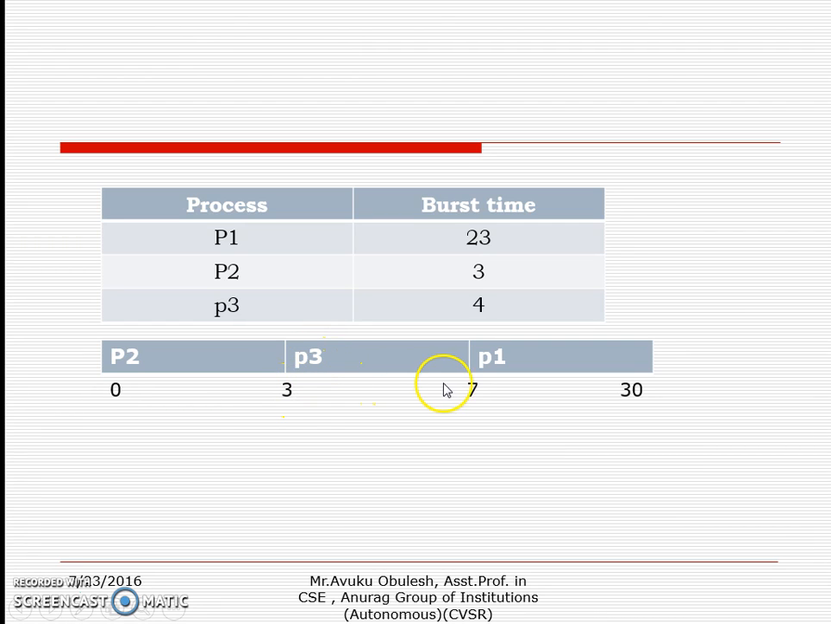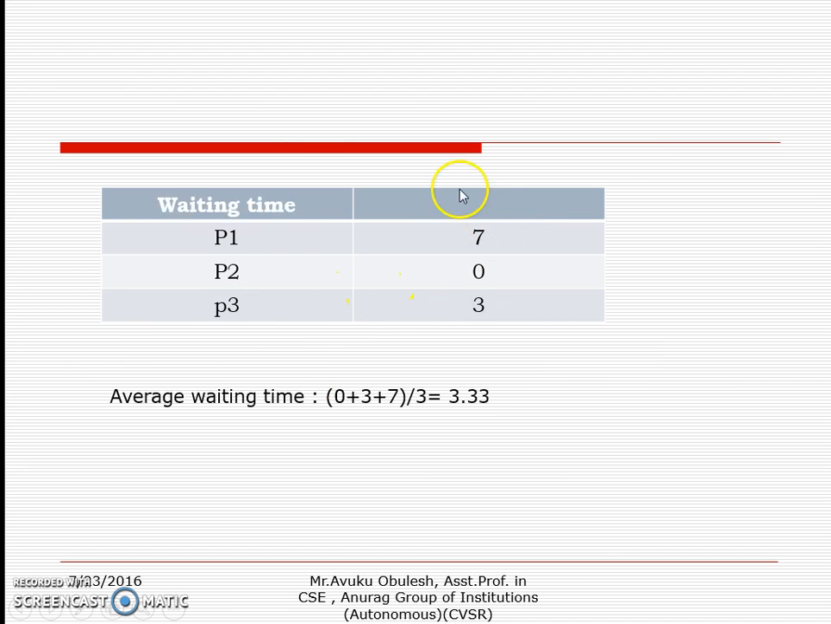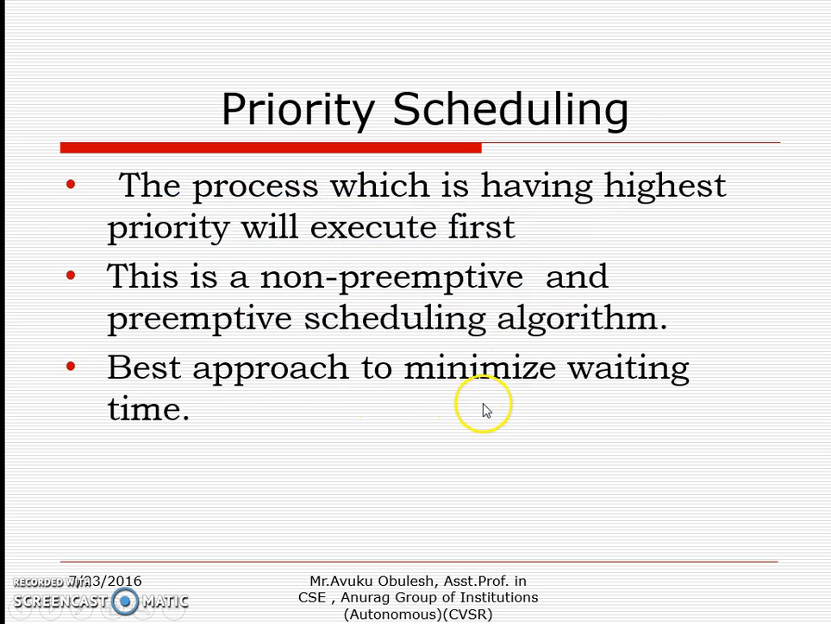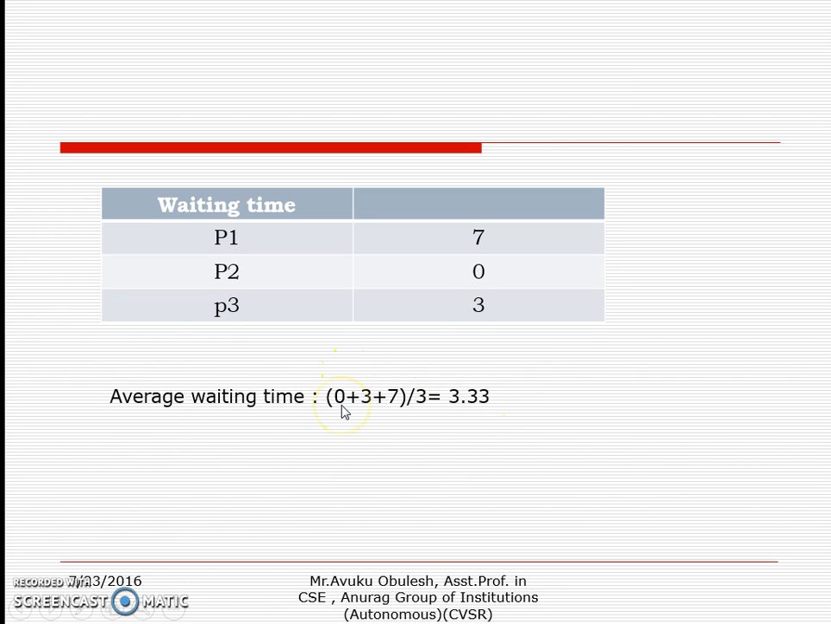That is from 3 to 7 milliseconds. After completion of P2 and P3, the next available process is P1, whose burst time is 23. Here P1 will be executed from the 7th millisecond to the 30th millisecond. This is the scenario of how the processes will be executed using shortest job first. These are the waiting times. P1 waited 7 milliseconds, P2 did not wait, P3 waited 3. So the average waiting time is 3.33. The drawback in shortest job first is that we cannot predict the next process's burst time.